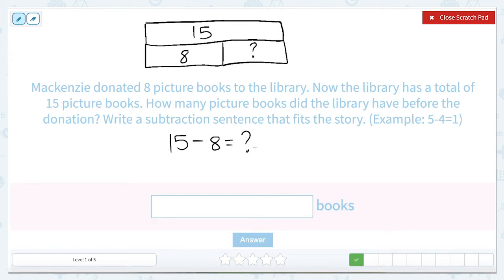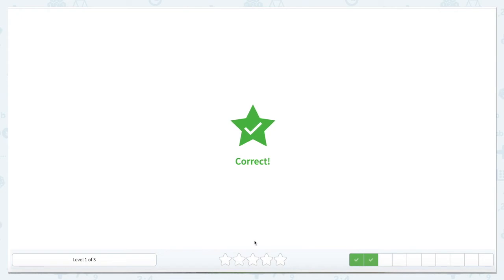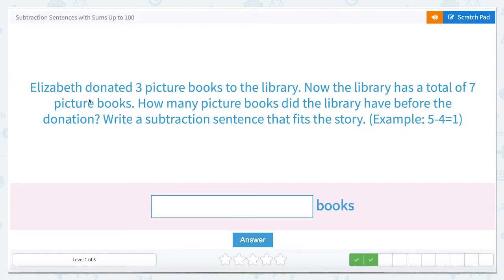So 15 minus 8 is going to give us 7. So now we can write 15 minus 8 equals 7. Let's check that answer. Nice. Elizabeth donated 3 picture books to the library. Now the library has a total of 7 picture books. How many picture books did the library have before the donation? Write a subtraction sentence that fits the story.